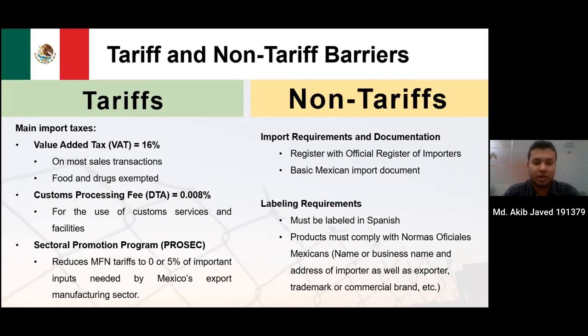As we are going to export from Malaysia to Mexico, the first thing we have to consider is the tax, which is 16%. For almost all kinds of sales transactions, Mexico's government charges a tax of 16%. We also have to pay a customs processing fee called DTA, which is 0.008%. There is also the sectoral promotion program, which tries to reduce the MFN tariff to 0 or 5% on imports intended for Mexico's export manufacturing sectors.